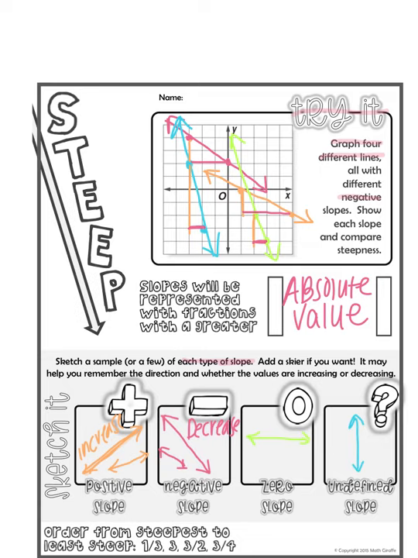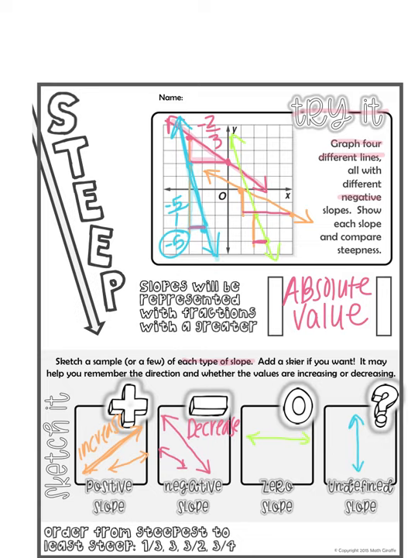So this one, we'll start with this pink line right here. I went down 2 and right 3, so my slope is -2/3 here. If I look at my blue line right here, I went down 1, 2, 3, 4, 5 and over 1. So my slope would be -5/1 or -5.